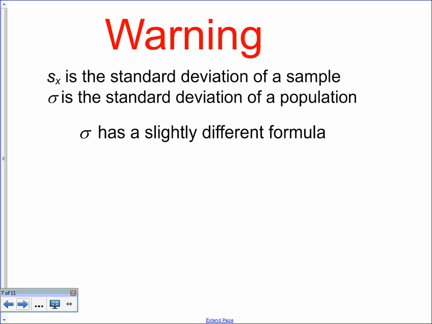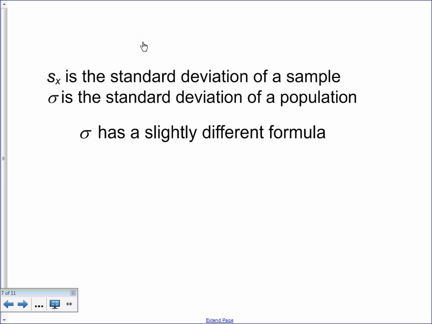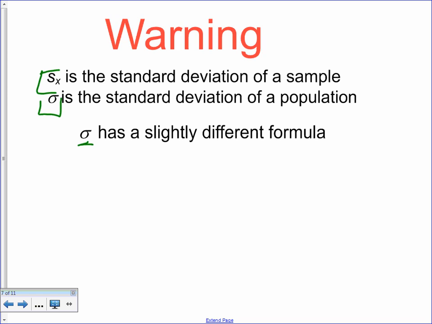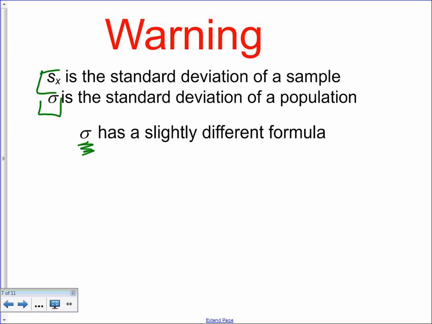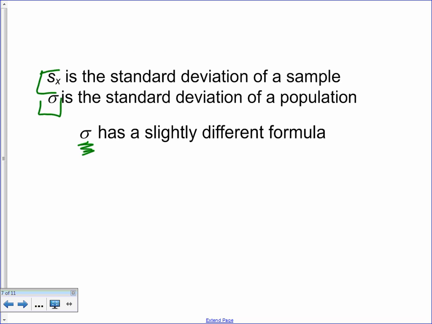Now, a word of warning here. For the standard deviation of a sample, we use S sub x. For standard deviation of a population, we use sigma. And sigma has a slightly different formula. Instead of dividing by n minus 1, you're dividing by n. But rarely in AP Stats are we going to be asked to find the standard deviation of an entire population. And we're going to learn how to do both of these on the calculator. So most of the time, 99.9% of the time in class, if you're asked to find something, it's going to be the standard deviation of the sample.